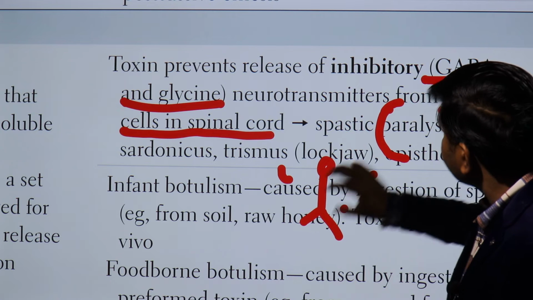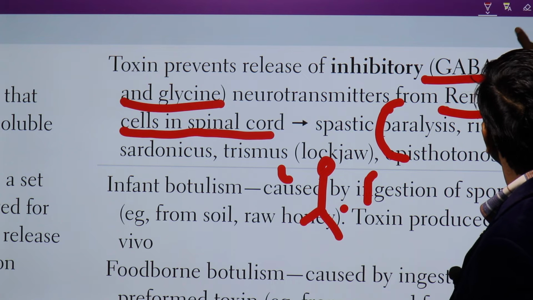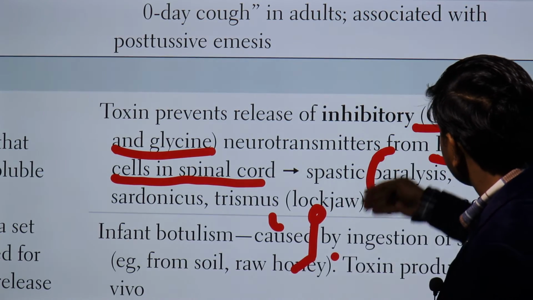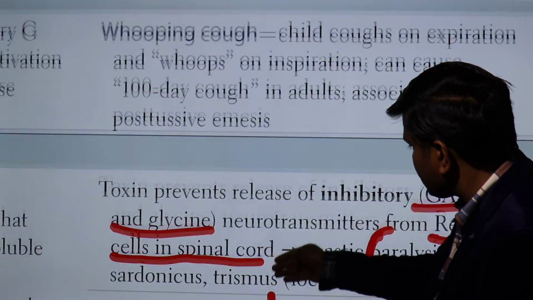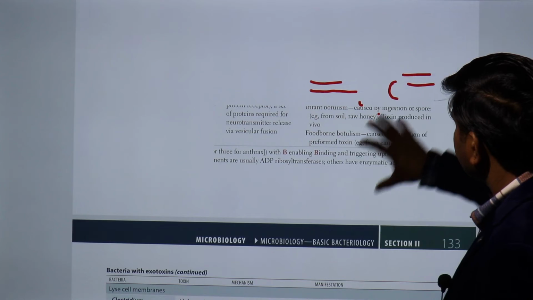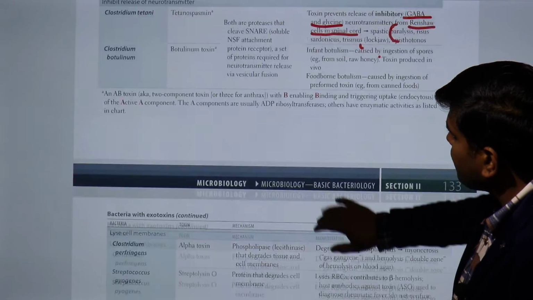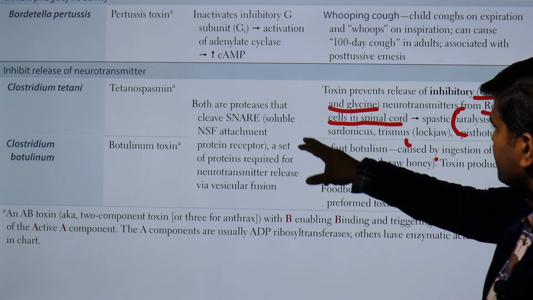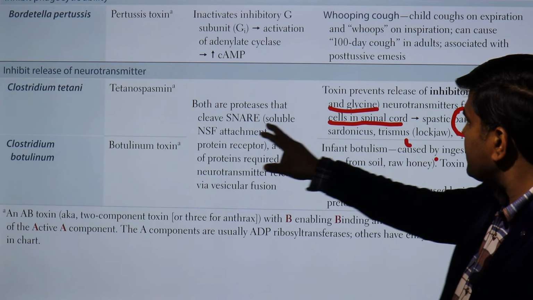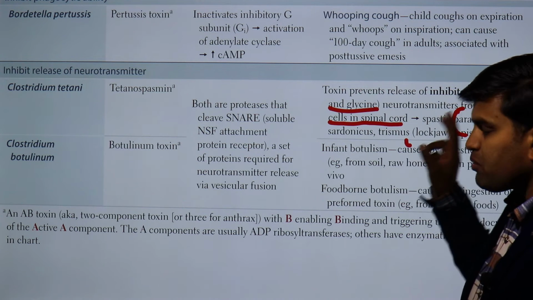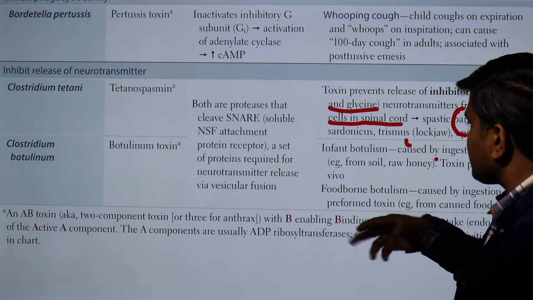Now let's come to the point where we were: the release of Clostridium tetanospasmin causing protein cleavage in the Renshaw cell, so there is no inhibitory GABA and glycine, causing this spasticity and spasm of the extensor muscles, the back muscles you can say.